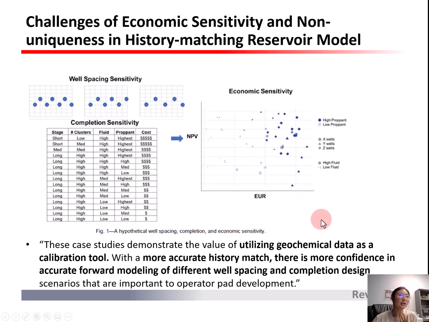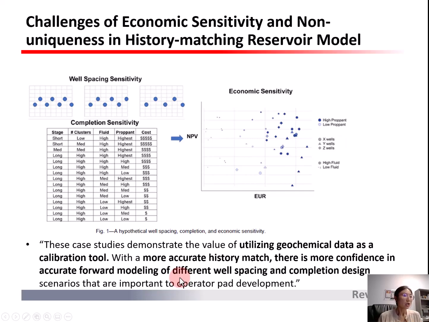So the key application here, quoting Maggie from this paper, is the value of utilizing geochemistry data as a calibration tool. You have this throughout the life of the well so that you can calibrate it both from the early stage and into the life of the well, right? So that you can have more accurate history matching, which helps you to build confidence in the accurate forward modeling for different well spacing and completion design.